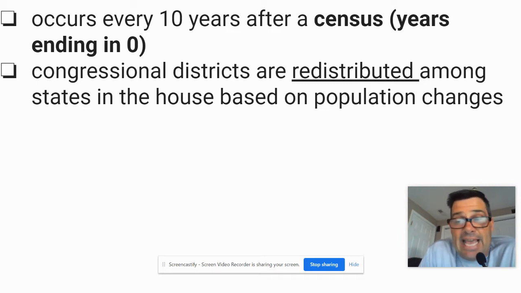So one state might have 10 House seats and then it grows really fast and now it's got 12, goes from 10 to 12. Another place might have 5 congressional districts, but it's slow growing or actually went negative. And so now it's got 4 congressional seats. It loses representation.